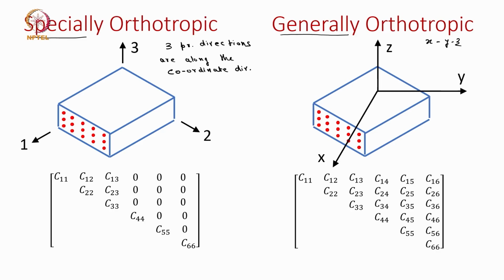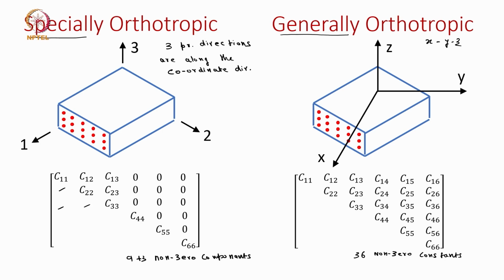In the first case, the choice is aligned along the principal directions, and in the second case it is randomly chosen. When it is randomly chosen, in this case we have 36 non-zero constants. But in the specially orthotropic case, where both the coordinate system and the principal directions are aligned, we only have these 9 non-zero components. Actually these are 9 plus 3, because of the symmetry we will have these components as well. So, this will be 9 plus 3 non-zero components.